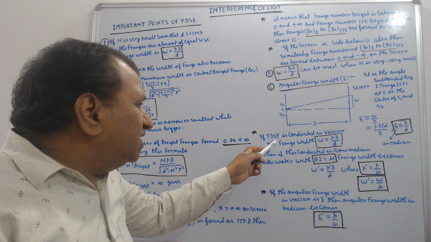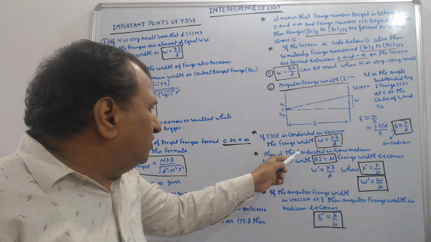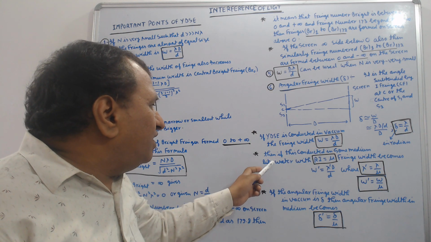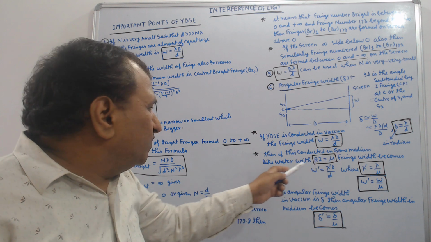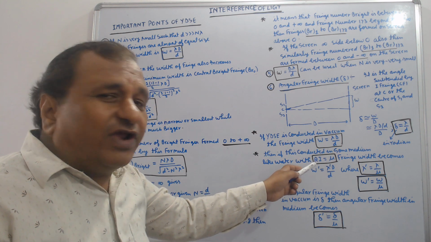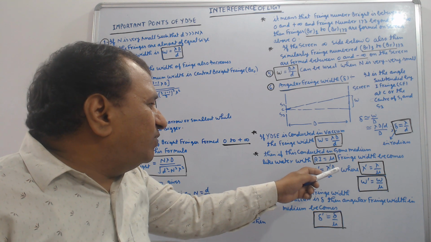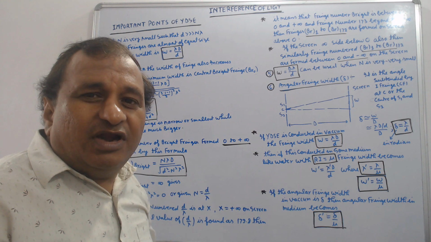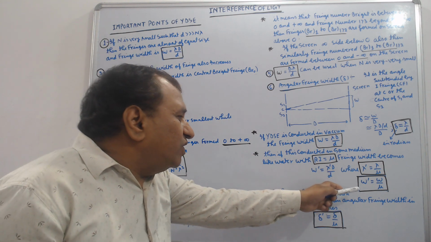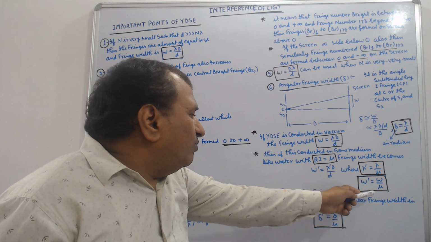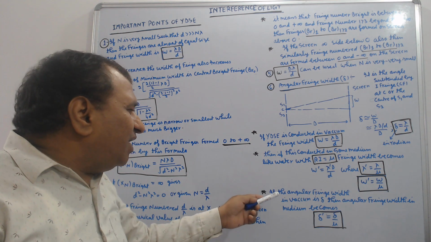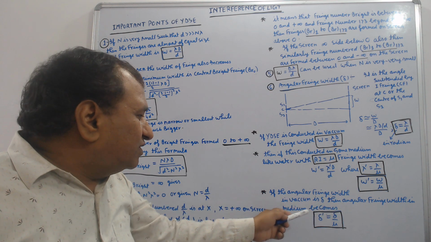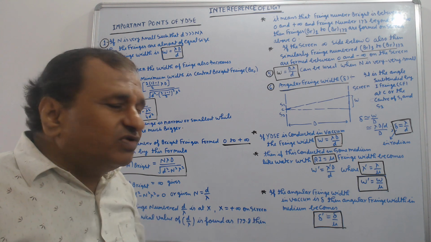If YDSE is conducted in vacuum, then fringe width W equal to lambda capital D by small d. Then if this is conducted in some medium like water with refractive index equal to mu, fringe width becomes W dash equal to lambda dash capital D by small d, where lambda dash equal to lambda by mu. Fringe width W dash equal to W upon mu. Next point, if the angular fringe width in vacuum is delta, then angular fringe width in the medium becomes delta dash equal to delta by mu.